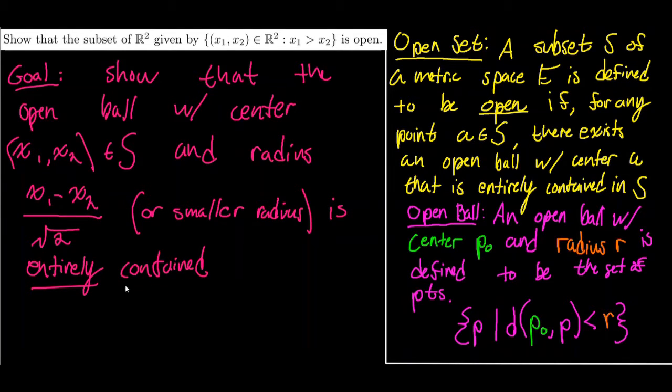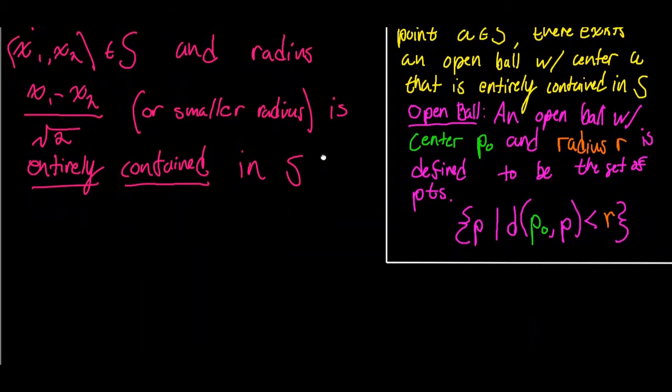That is to say that if I were to choose any point in this open ball, then that point must be in S. If I'm able to show that if I were to choose any point in that open ball, that point must be in S, then I've shown that this open ball with center x1, x2 and radius (x1 minus x2) over the square root of 2 is entirely contained in S. So let's do that. But before I do that, I'm going to remind you, we're going to use four facts that will come to be useful.